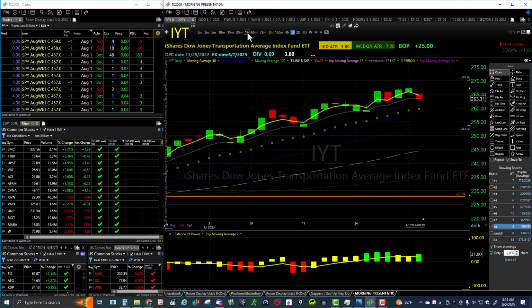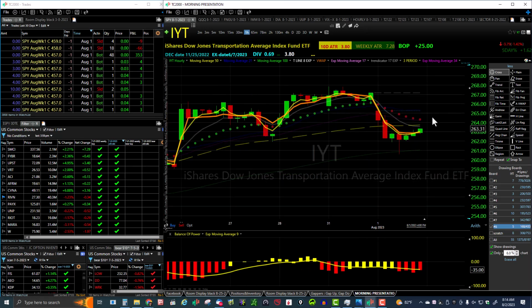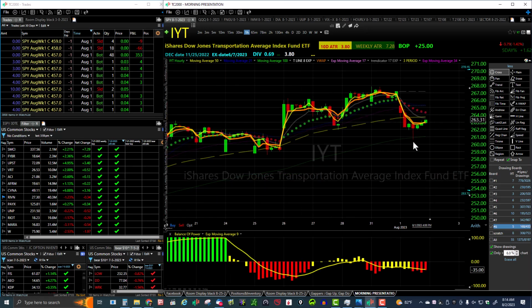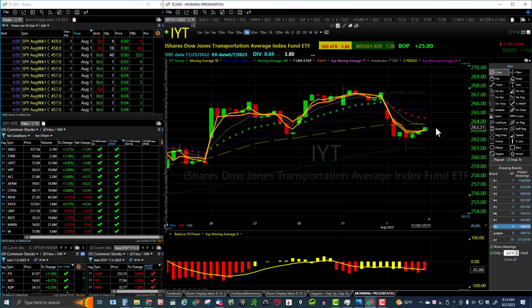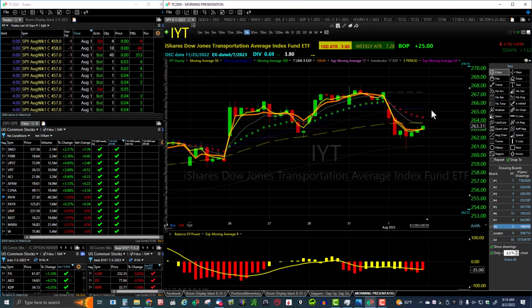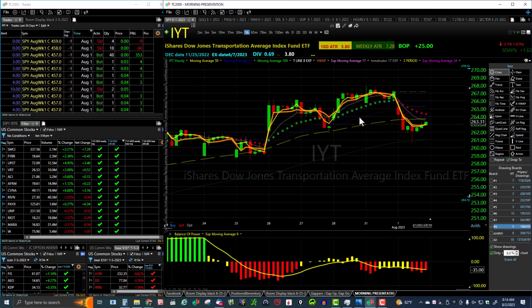So let's see what it looks like on the hourly time frame. So we've put in a lower low right here from this one. And we'll see where we go, where we set the high. So we still have not got the lower high yet on the IYT on the hourly time frame, but we certainly have the lower low.